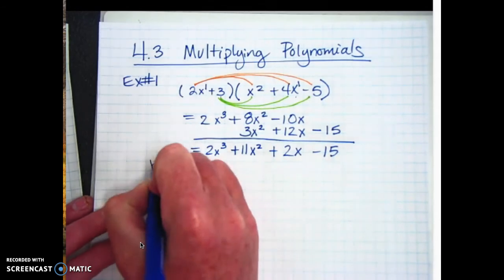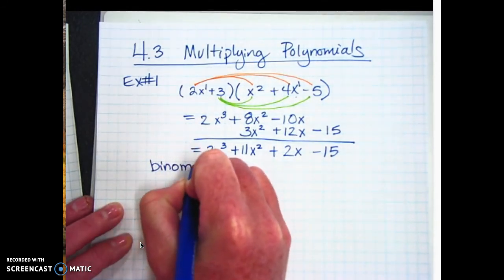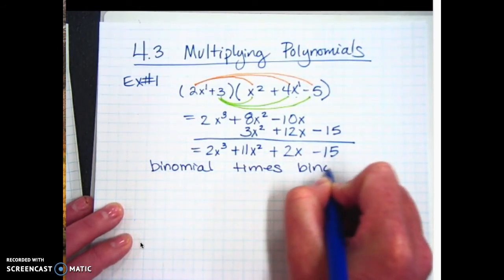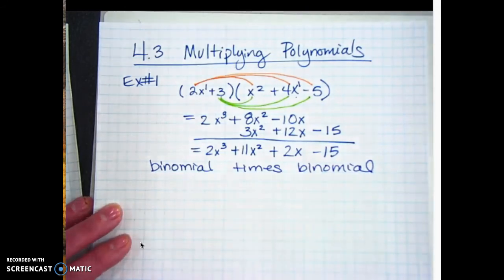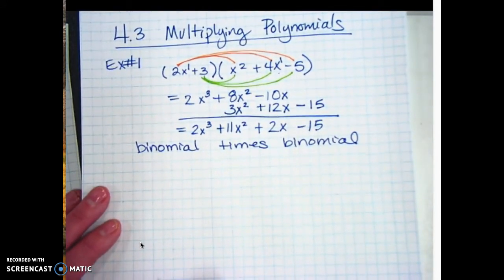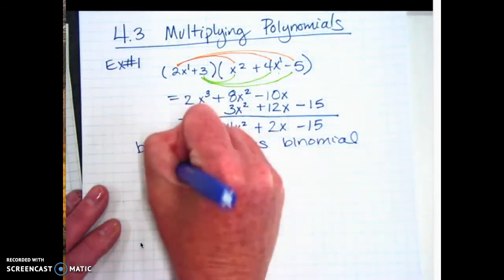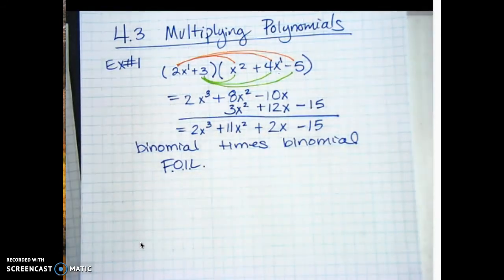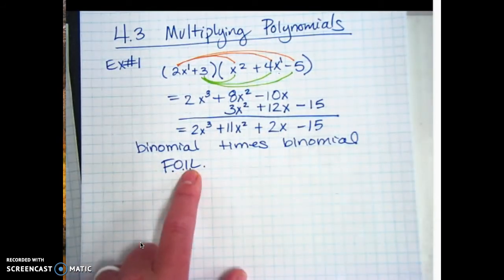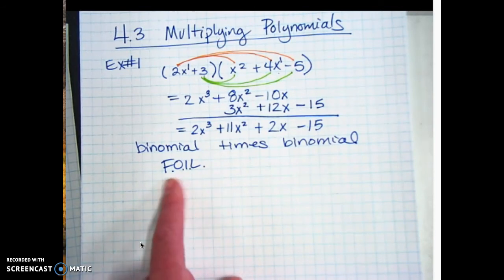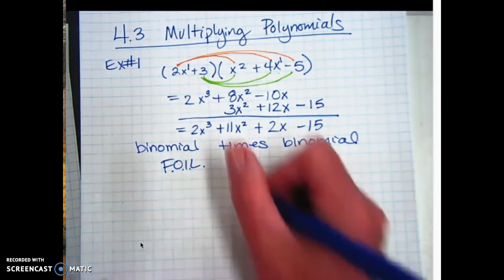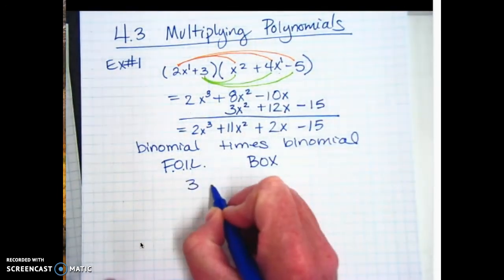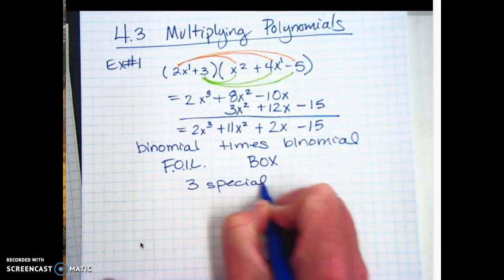But most of the time, you're going to see a binomial times a binomial. And the method that I already mentioned is the FOIL method. What does the FOIL stand for? Right. First, outside, inside, last. Okay? So I'll show you that method. I'm also going to show you the box method. And then I'm going to show you the 3 special patterns method.